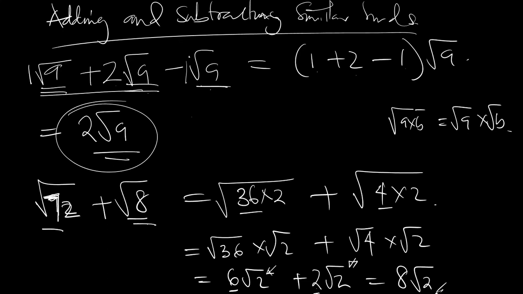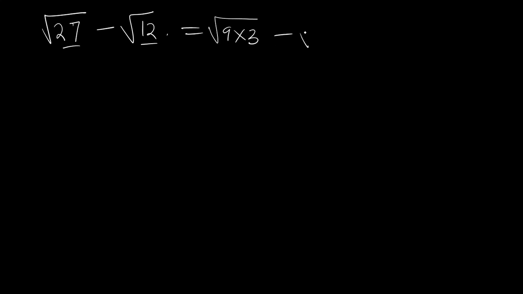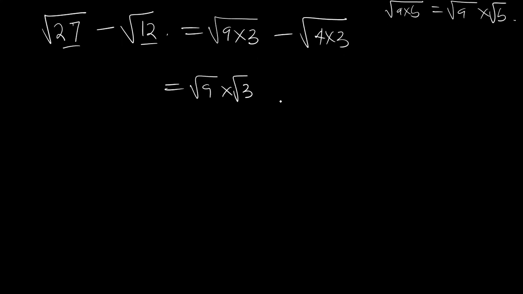Let's look at another example. You have the square root of 27 minus the square root of 12. So 27 has a perfect square in it, and 12 has a perfect square in it. So now, if you look at 27, you have the square root of 9 times 3, minus 12, which is the square root of 4 times 3. Now, applying the surd rule, where you have the square root of a times b is equal to the square root of a times the square root of b, you now have the square root of 9 times the square root of 3, minus the square root of 4 times the square root of 3. So the square root of 9 is 3, this is 3 root 3, minus this will now be 2 root 3.